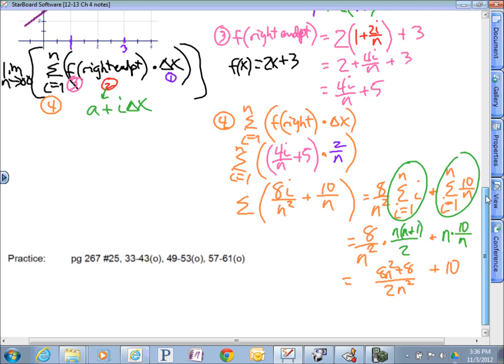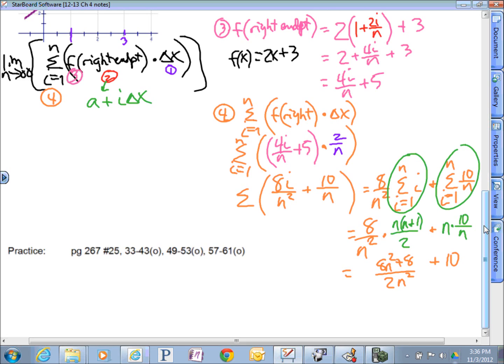Okay, so I've taken care of step 4. Step 4 is the most cumbersome one, because you go through your shortcuts and work your way through them. Last but definitely not least is your limit. We're going to take care of the limit. So now I'm going to do the limit as n approaches infinity of 8n squared plus 8 over 2n squared plus 10.